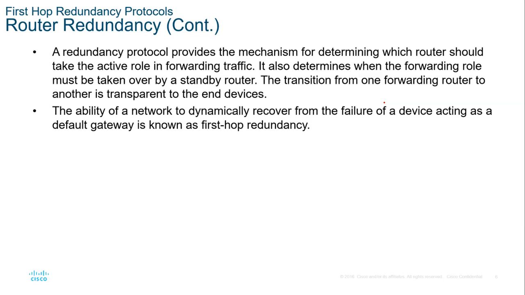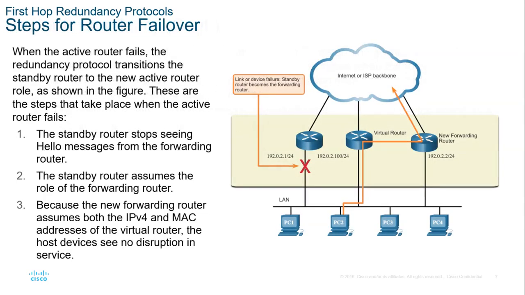Must be taken over by the standby router. So the transition from one forwarding router to another is transparent to the end device. It is transparent because it's only one IP address that is going to be used. The ability of a network to dynamically recover from the failure of a device acting as the default gateway is known as first hop redundancy.